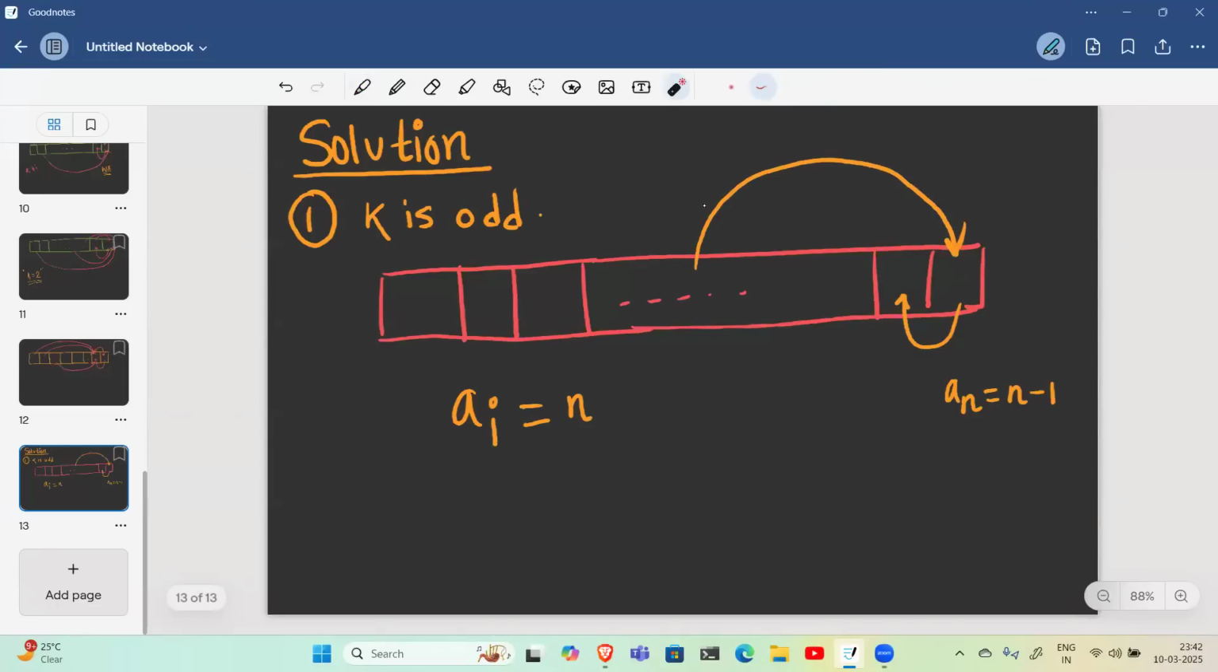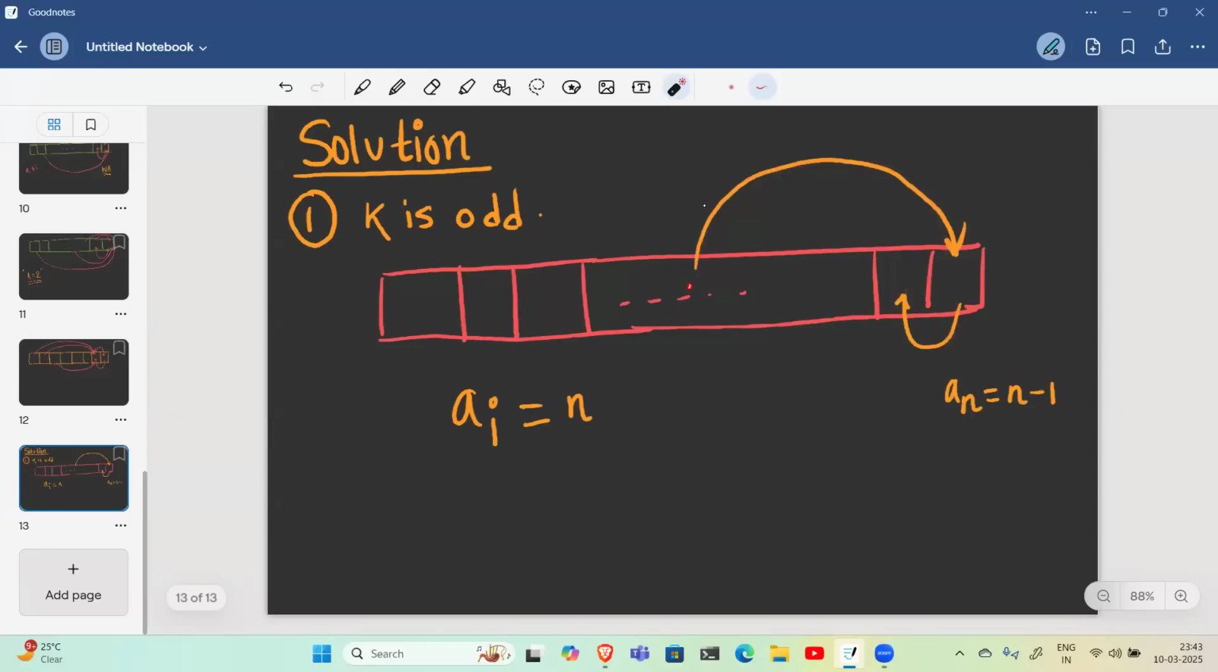So why does that work? Because the value of k is odd. Suppose the value of k is 3. Look at what actually happens. If there is a person here, and the value of k is 3, after the first step it reaches the final cell. After the second step, it reaches the second last cell. And since k is 3, it will again go back and finally reach the final cell. So that is the advantage we get when k is odd.